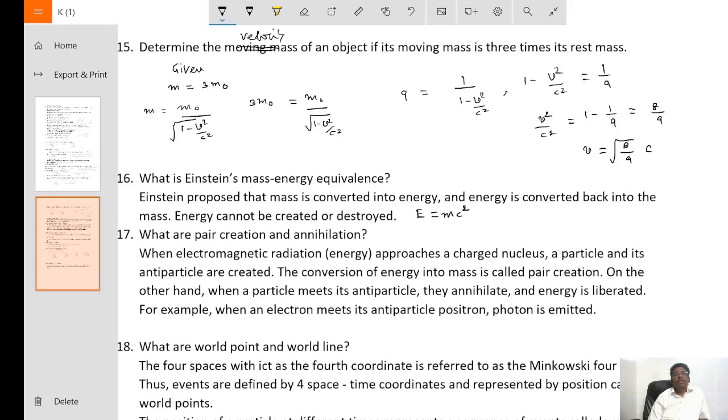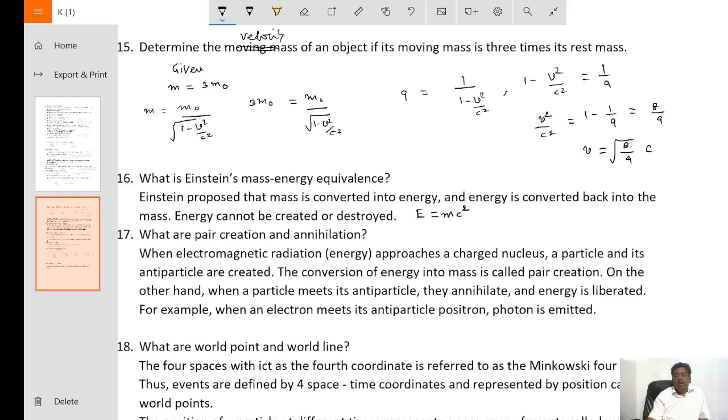This is the formula: m = m0 / √(1 − v²/c²). m should be replaced by 3m0. Then 3m0 = m0 / √(1 − v²/c²). m0 cancels out. Squaring, 9 = 1 / (1 − v²/c²). Then cross multiply: 1 − v²/c² = 1/9. v²/c² = 1 − 1/9, that is 8/9. v = √(8/9) c. This is the velocity of the object.